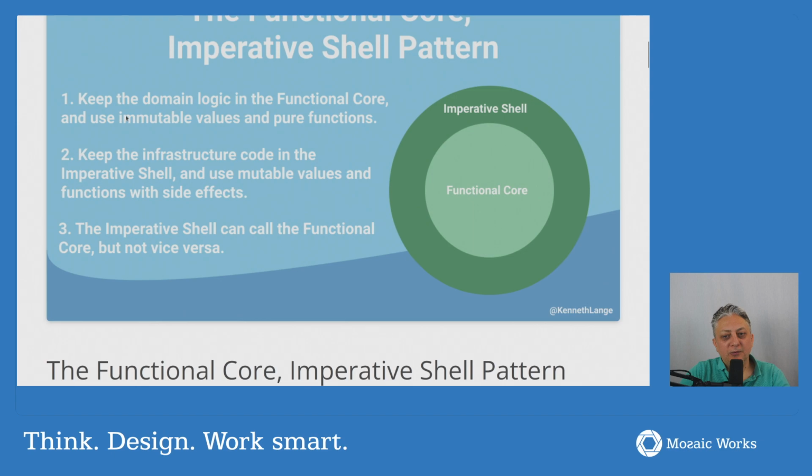So keep the domain logic in the functional core, use immutable values and pure functions. Keep the infrastructure code in the imperative shell and use mutable values and functions with side effects. So here you would get things like input, write to a database, log, all kinds of outputs. And then the imperative shell can call the functional core, but not vice versa. So only the imperative shell can call the functional core, but not the other way around.